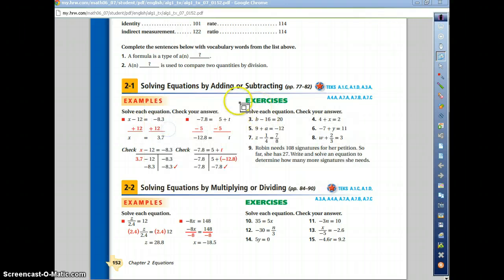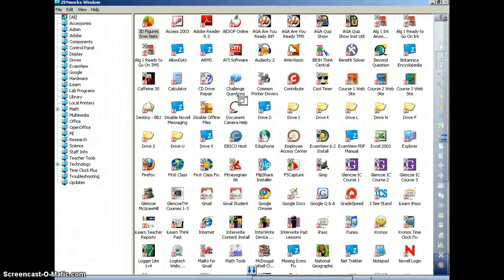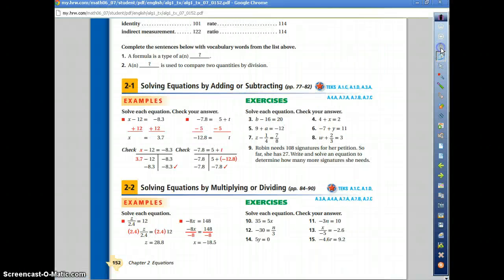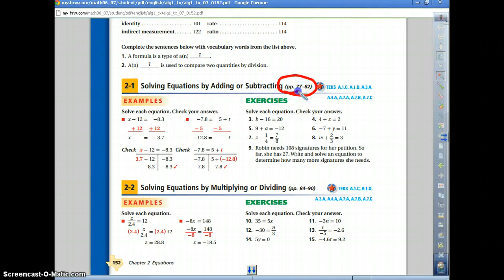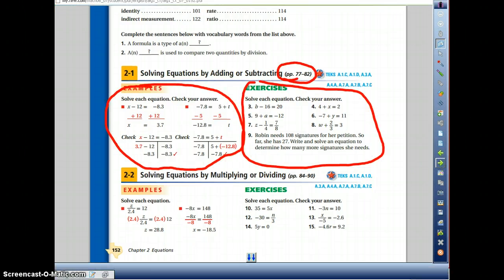2-1 was solving equations by adding and subtracting. Do you guys see how they give you some examples? Right here, do you see where they give you a set of examples? They tell you what pages, so if you get stuck, you can go look at those pages in the textbook. They give you some examples here, and here's your practice problems. So what I want you guys to do is those practice problems. That's what we're going to be working on.